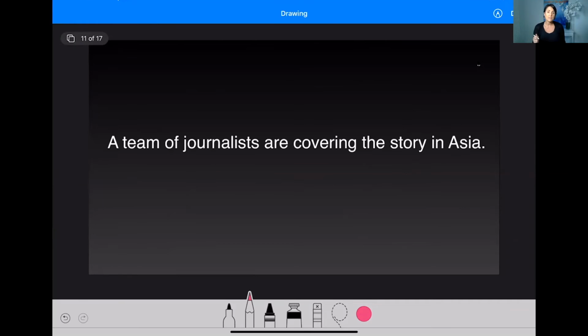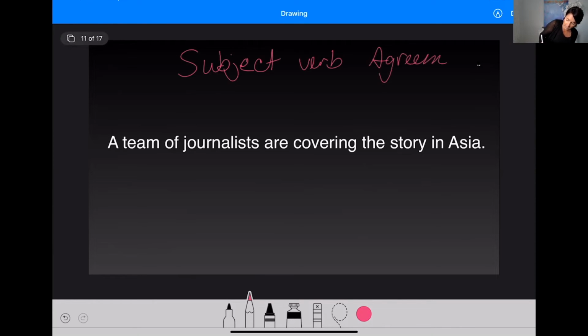Okay, a team of journalists are covering the story in Asia. Sounds perfectly fine when someone says that to you, but you have to remember the structure of the sentence. This is a subject-verb agreement question, and they will do this to you because they know you've been exposed to incorrect grammar. You want to make sure you understand the subject versus the predicate and the verb, and then what the sneaky prepositional phrase is. I like to call it sneaky prepositional phrase.